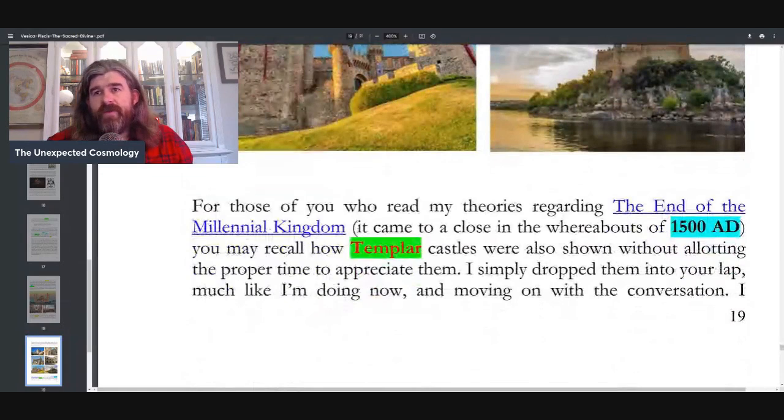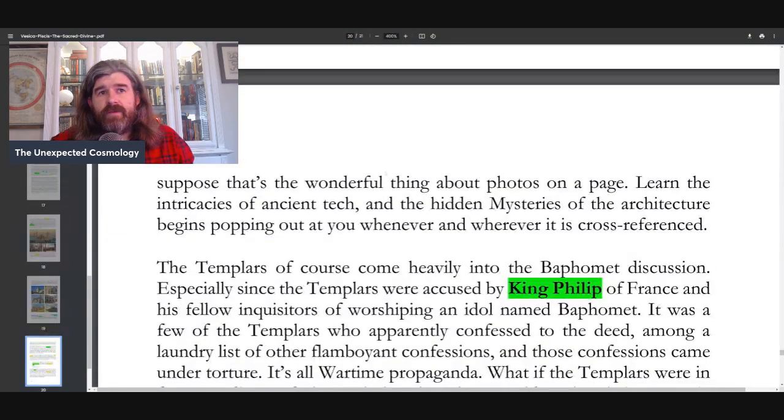For those of you who read my theories regarding the end of the Millennial Kingdom, it came to a close in the whereabouts of 1500 AD, according to my theory. Then you may recall how Templar castles were also shown without allotting the proper time to appreciate them. I simply dropped them into your lap, much like I'm doing now, and moved on with the conversation. I suppose that's the wonderful thing about photos on a page.